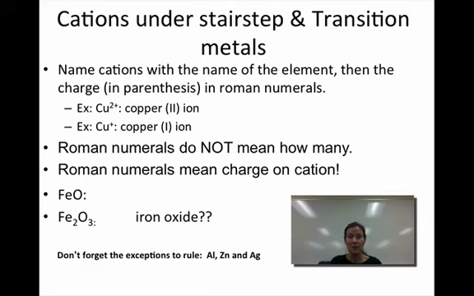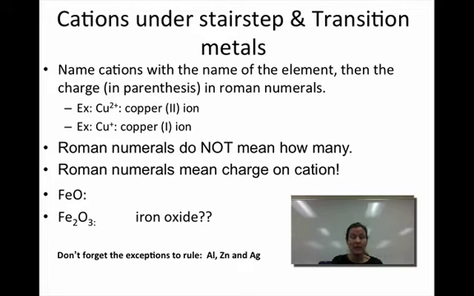So take a look at the bottom of the screen where we have FeO and Fe2O3. The reason we're getting two different compounds is because the iron cation here is two different charges. Depending on the scenario, iron can have a +2 or a +3.